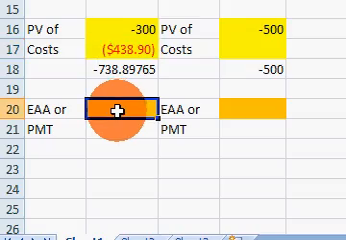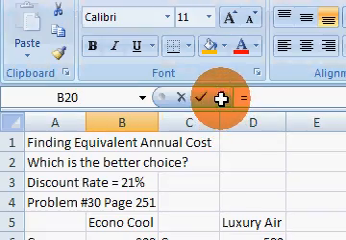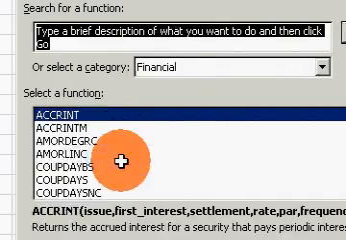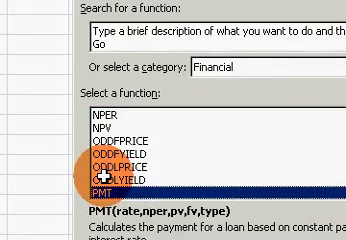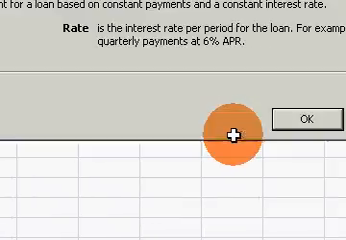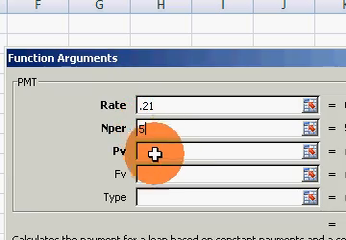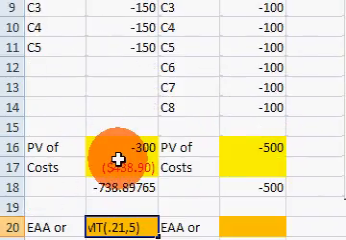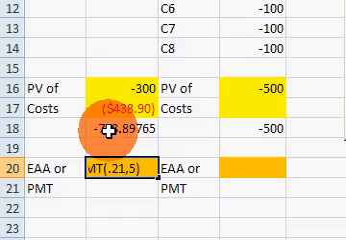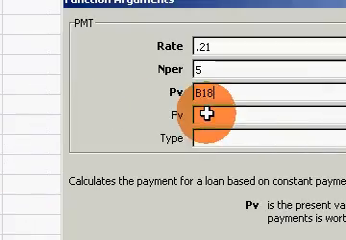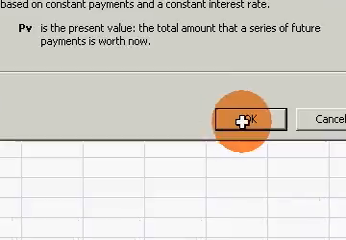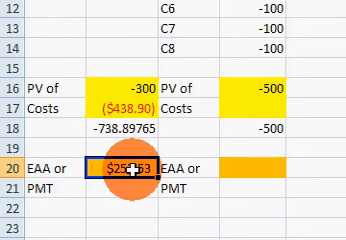So I'm going to go back up to f of x. Under financial, we're going to find payment. Hit OK. The rate is going to be the same interest rate of 21%. Our number of periods lasts for 5 years. And I'm just going to click on the present value of those costs, the negative $738.89. And the future value is going to be zero. But when I hit OK, it now gives me an equivalent annual cost of $252.